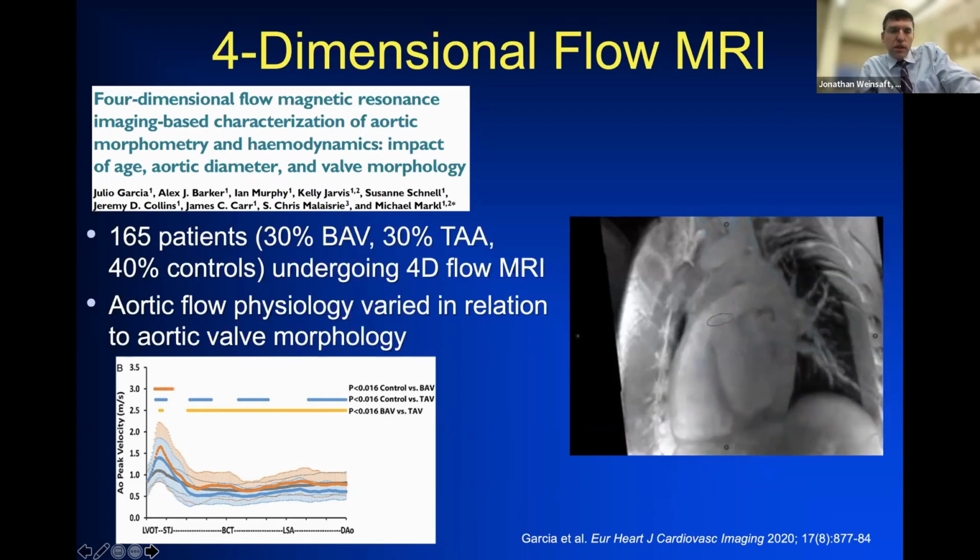And one can see, as shown by this group, that flow physiology with regard to peak velocity, vorticity, and vorticity components varied between patients with bicuspid as well as tricuspid valve-related aortopathies. And subsequent studies have looked further into this and demonstrated similar findings when one stratifies patients with Marfan syndrome as compared to those with BAV.